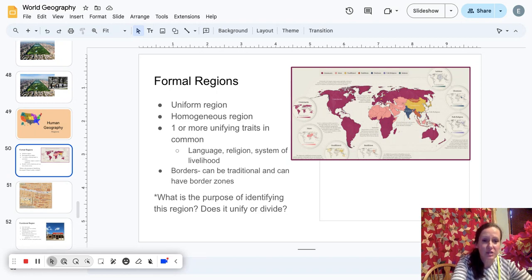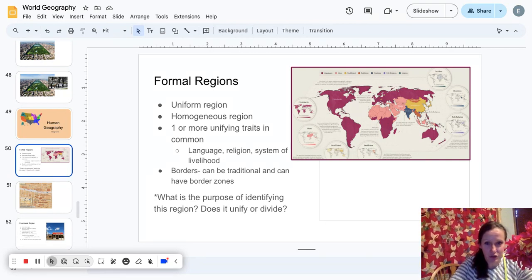The borders can be traditional, right? Like sometimes you cross this border, and you're going to speak a different language, or it might be more of just this cultural border that can be transitional. And sometimes there's border zones. For example, if you go to the southern border and you have Texas on the one side and Mexico on the other, that might be like the Tex-Mex region, like on both sides, right? With sort of a blending of cultures.